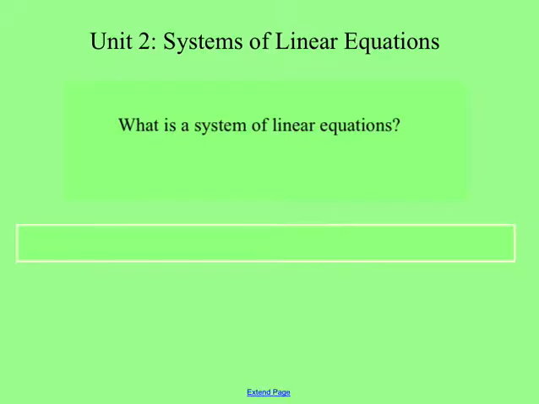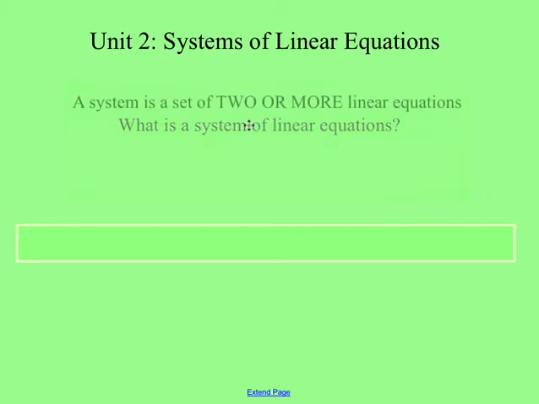Now we're going to be doing quite a bit of writing, so feel free to pause the video at any point. What is a system of linear equations? A system of linear equations is a set of 2 or more linear equations. So if you just want to write it, a set of 2 or more linear equations, whatever you need to do to remember it.